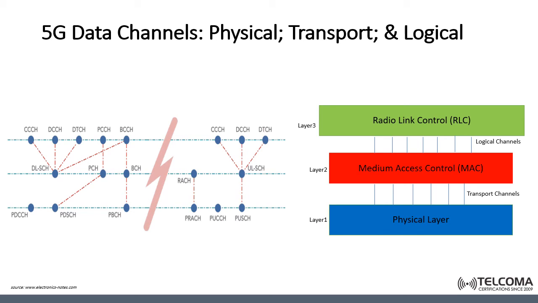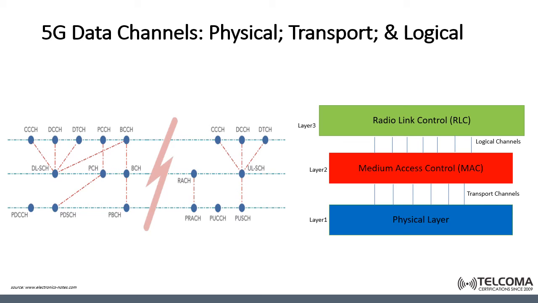The fourth of the transport channels we have is the counterpart of the previous one, which is the uplink shared channel, or UL-SCH, and this one is used for the transmission of uplink data. The last transport channel we have is the random access channel, or RACH. Although it doesn't carry a transport block, it is classified as a transport channel.